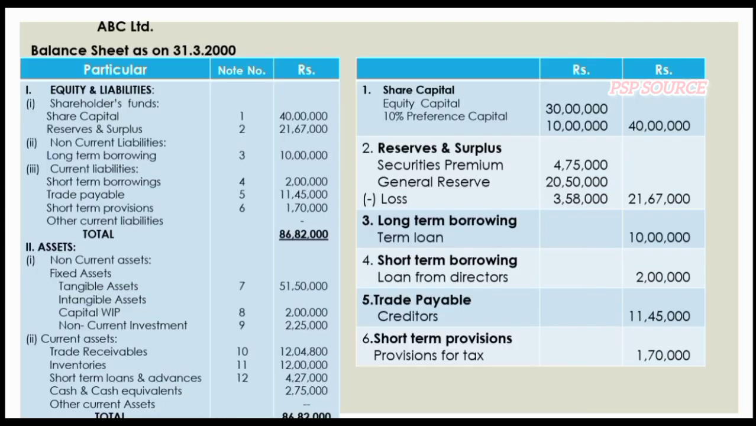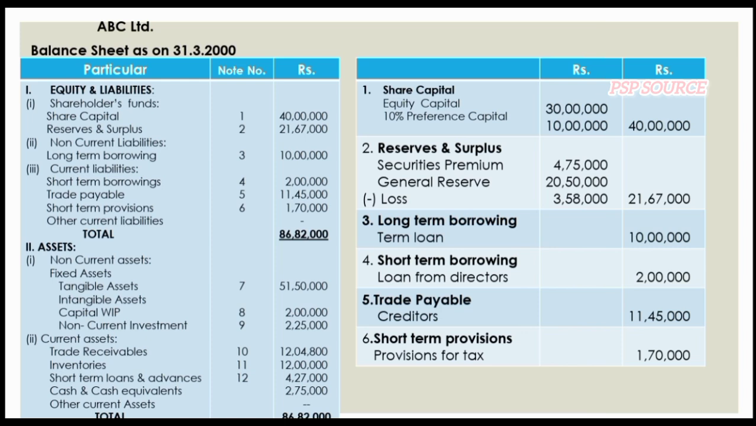Let's work out the balance sheet as per the revised schedule. Here I am giving the ABC Limited balance sheet as on 31st March 2000, as in the heading. First, we will focus on equity and liabilities. Under equity, I have shown share capital ₹40 lakh and reserves and surplus ₹21 lakh 67,000 respectively.